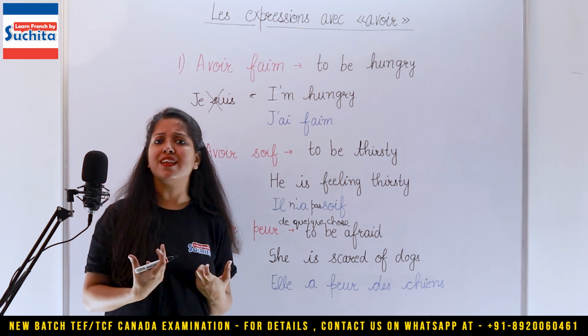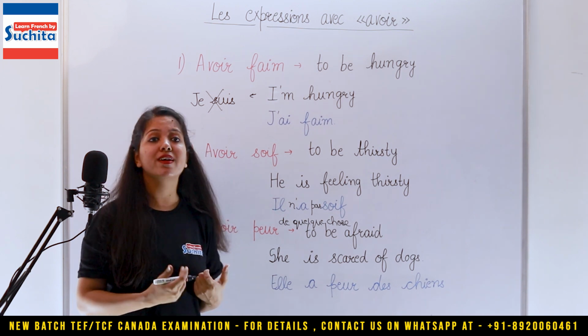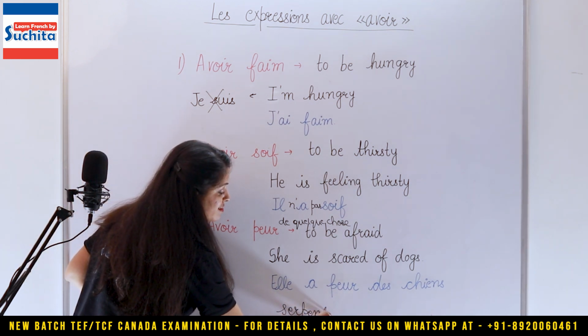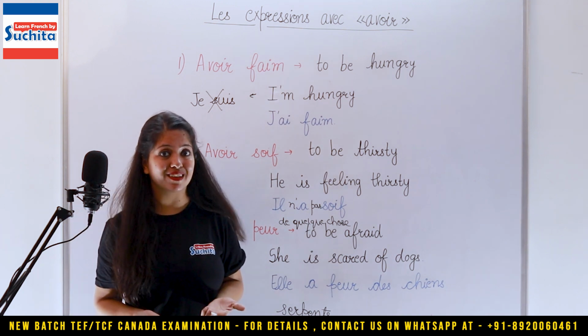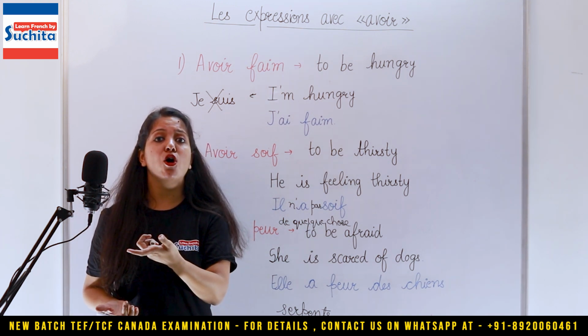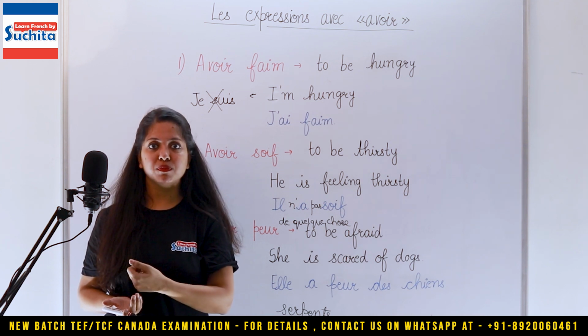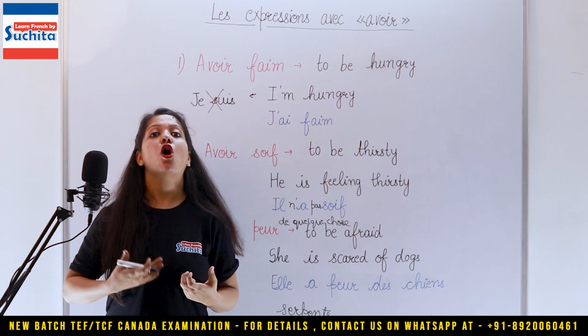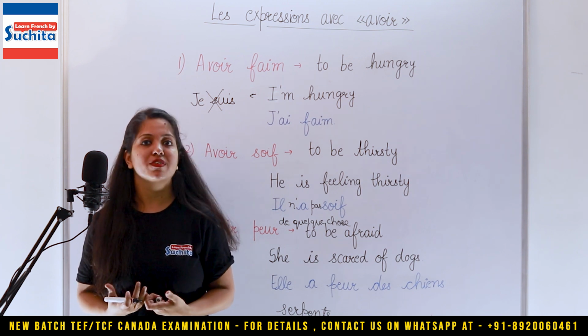I am afraid of snakes. I would say j'ai peur des serpents. Serpents means snakes. You're afraid of cats, I would say tu as peur des chats. So it's always avoir peur de quelque chose, to be afraid of something, to be scared of something.